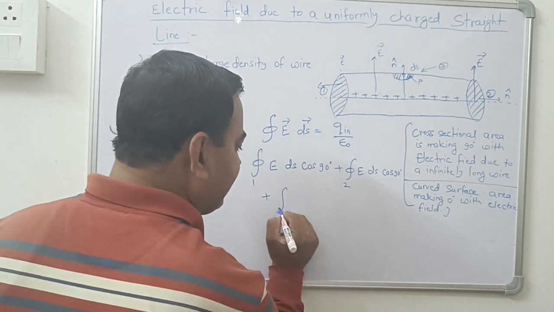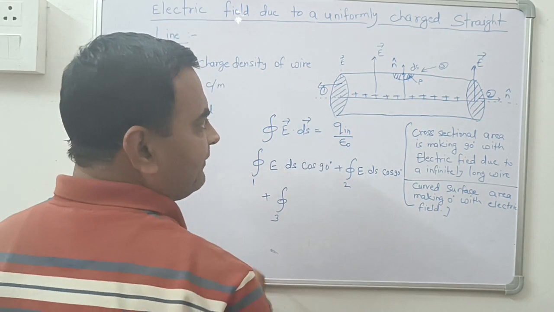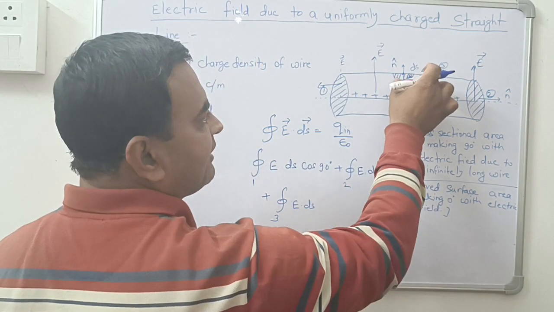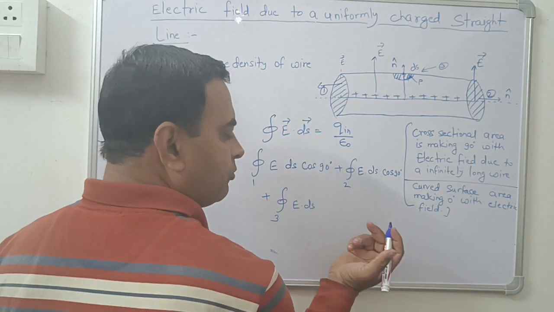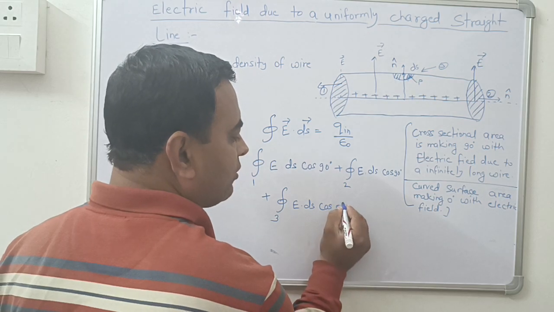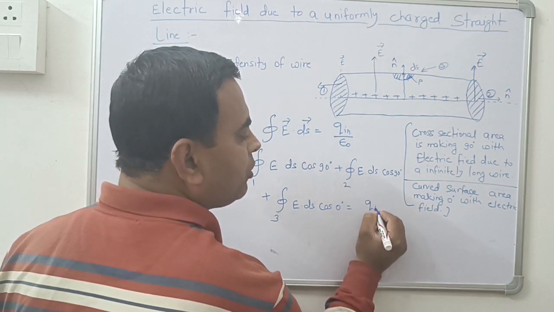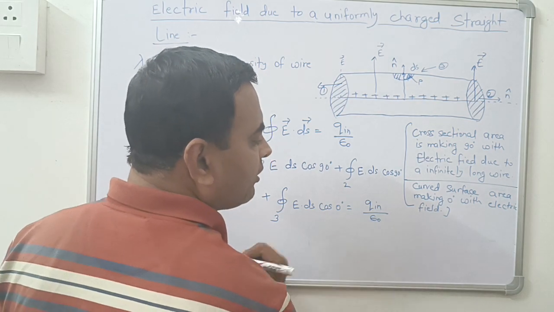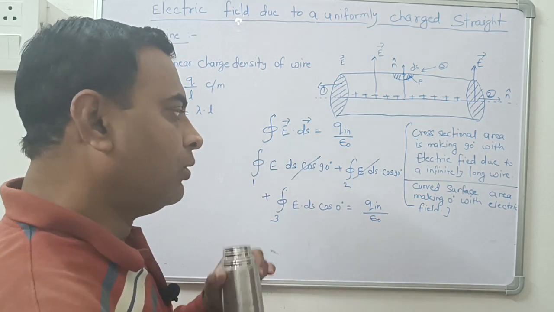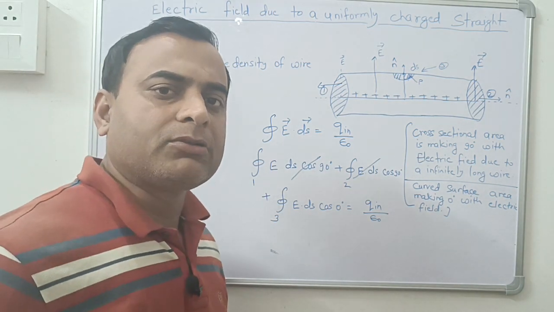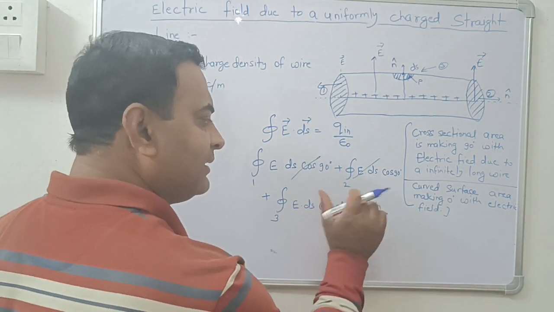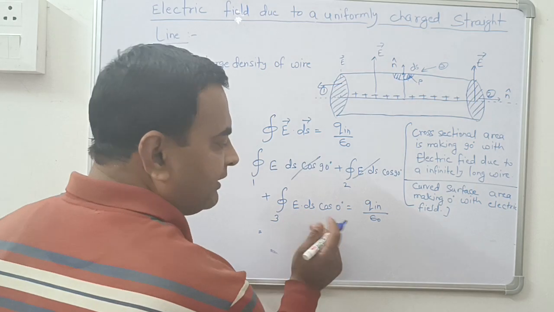And for the third surface, the electric field and the small area component, what angle are they making here? Cos 0 degrees, equal to q in upon epsilon naught. Now this term and this term will be 0, because you already know that the value of cos 90 is 0. So these two terms get cancelled and you are left with only this term.